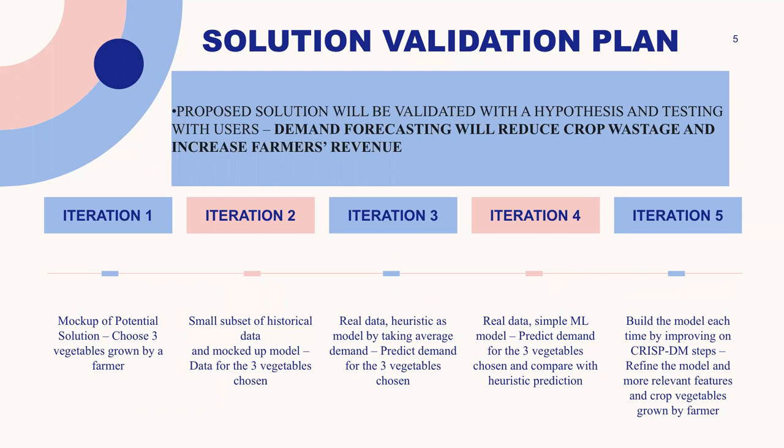We'll create a mock-up solution first. We'll just choose, say, 3 vegetables grown by a farmer and collect historical data on these 3 vegetables and create a mocked-up model. We will use first a heuristic method to predict the demand. We'll take the average demand for these 3 vegetables chosen. Then we'll try to create a simple ML model and predict demand and also compare it with the heuristic prediction to set the benchmark. And then we'll further build on the CRISP-DM steps to further refine the model to add more relevant features and more crop vegetables grown by the farmer.